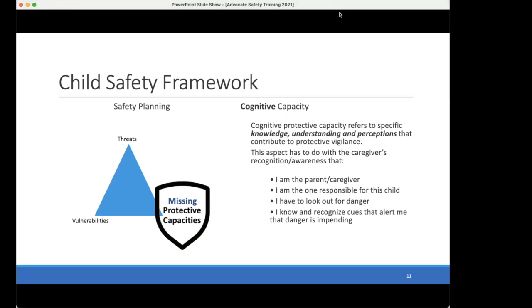All right, so the first, cognitive capacity. Cognitive protective capacity refers to specific knowledge, understanding, and perceptions that contribute to protective vigilance. This aspect has to do with the caregiver's recognition and awareness that, one, they are the parent or they are performing the parental or caregiving role. They understand that that's their role and that's their responsibility. Two, that they're the ones responsible for keeping this kid safe. Three, they have to be on the lookout for danger. And four, they know and recognize cues that alert them that danger is impending.